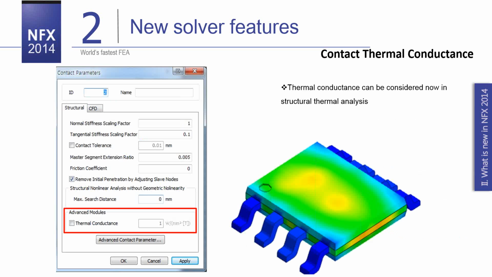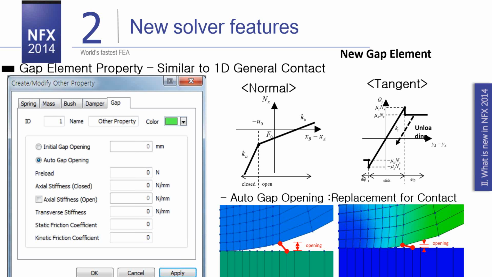Okay. I hope you have had a good look at this nonlinear explicit feature. Then we also have the contact thermal resistance, which has been added for thermal analysis. Let's go to the next slide. So again, this is the gap element, which is a new type of element that has been implemented in Midas NFX. It can work similar to 1D general contact, and in a few seconds I will explain to you how it works.